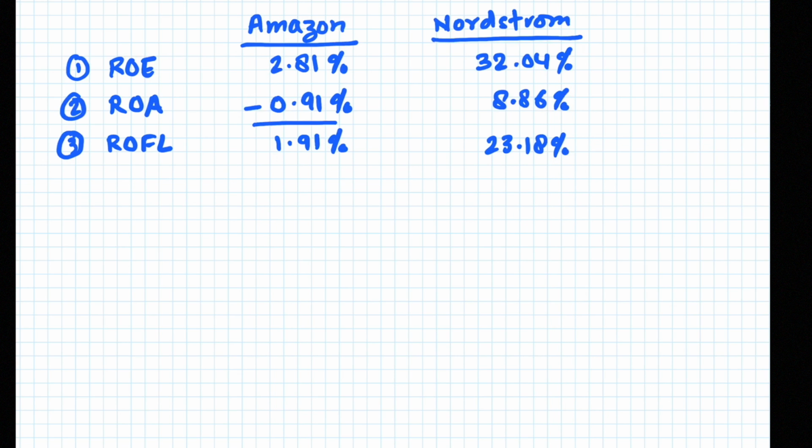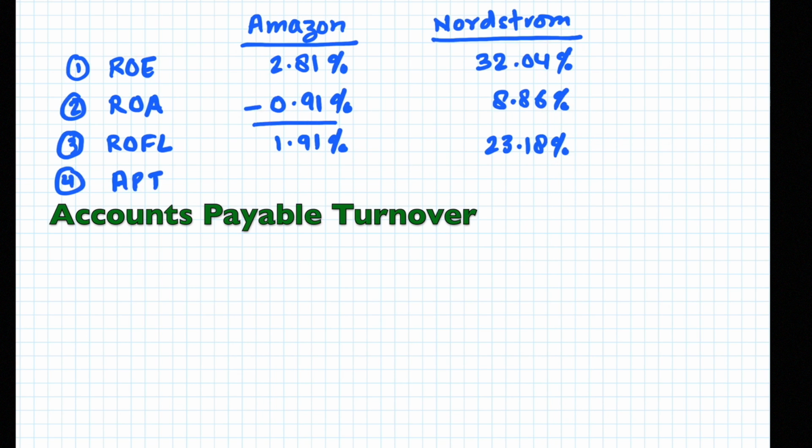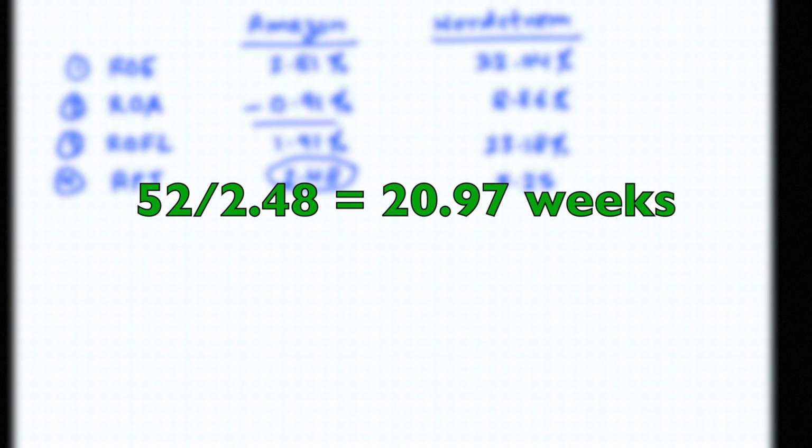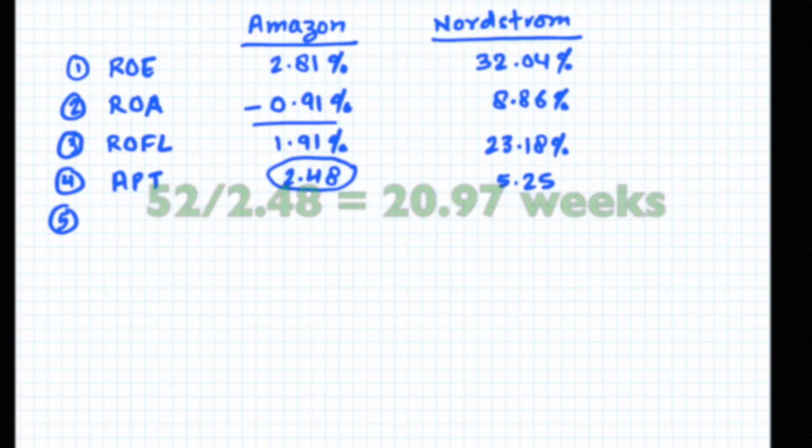Another important financial measure is accounts payable turnover. A smaller value of APT for Amazon means that they were able to use the money they owed to suppliers to finance a considerable part of their operations. If we do 52 divided by 2.48, we get 20.97 weeks, which means that Amazon was able to finance its operations for about 20.97 weeks using suppliers' money.